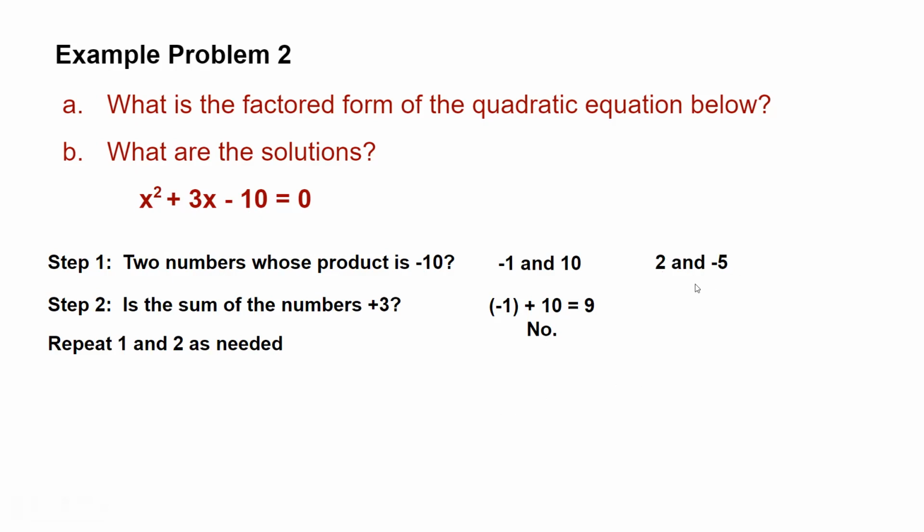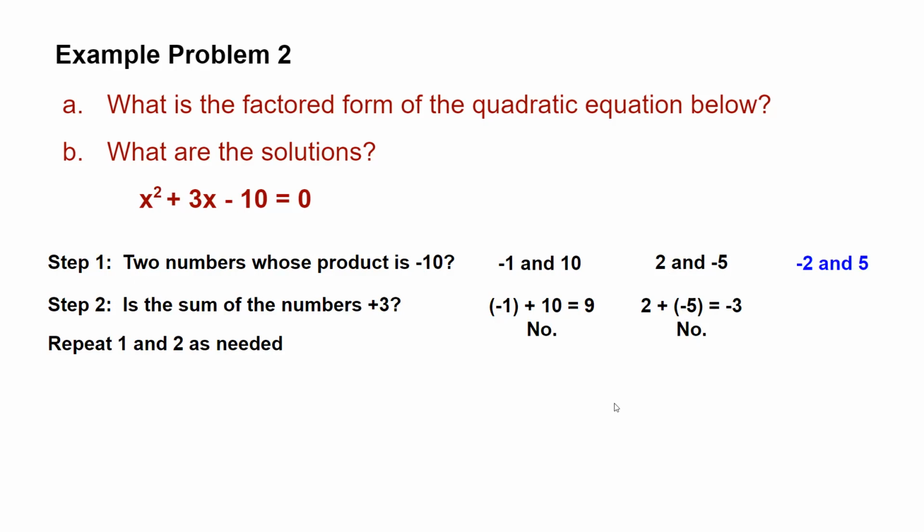2 times negative 5 is negative 10. If we add those up, do we get positive 3? We get negative 3. So we're close, and that means we just need to switch the signs of these two numbers. If you get the right number but the wrong sign, just change the sign of these two numbers.